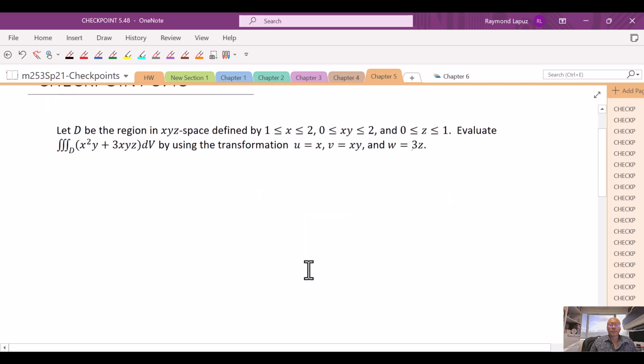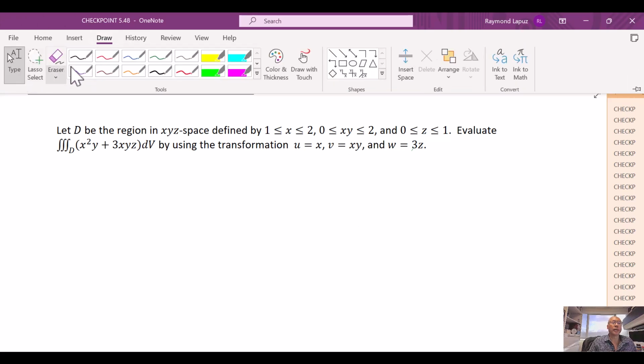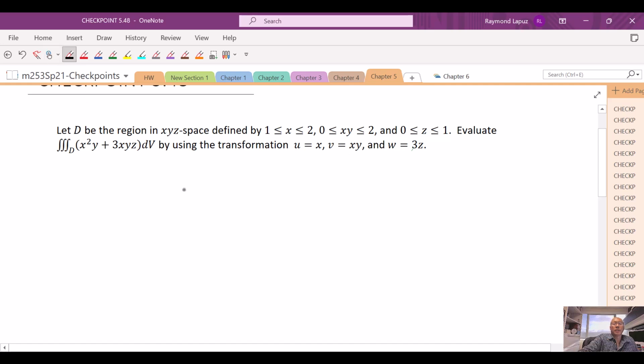Alright, so let's get this set up. I think the first thing we want to do is see how this transformation will actually work with the actual region that we're looking at. So let's take a look at it. Let's try to find the region in the UVW space that would coincide with this.